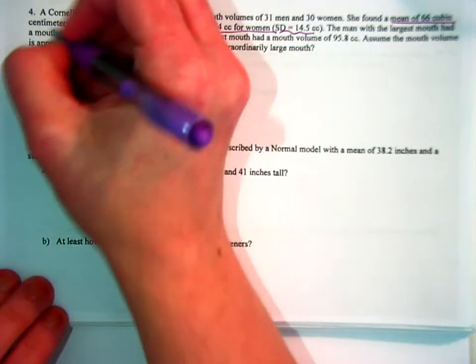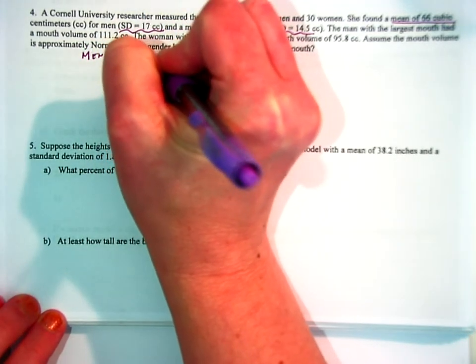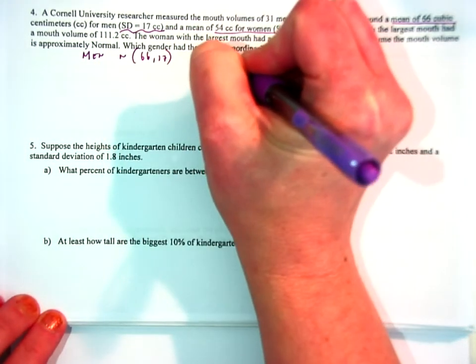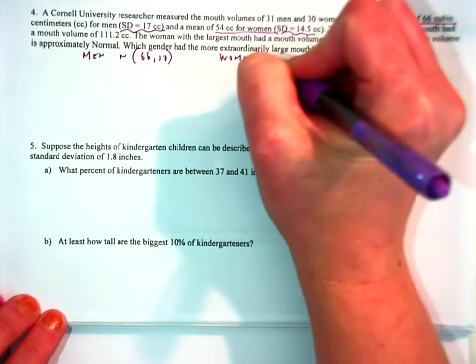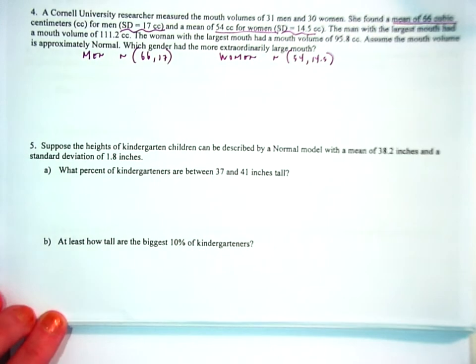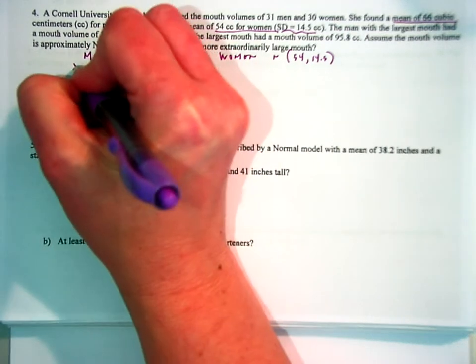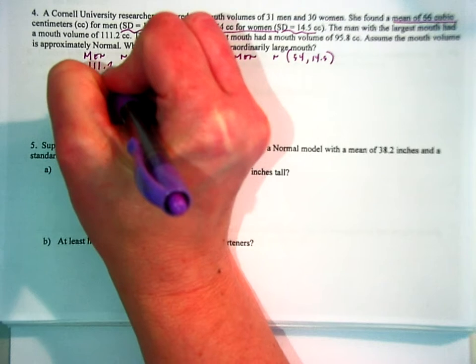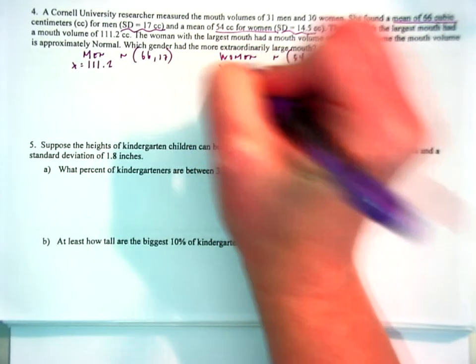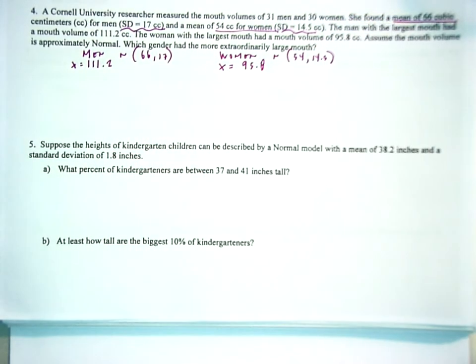All right, so we're looking at the men and we're looking at the women. Okay, so next to each one I wrote normal and I wrote the mean with its standard deviation. So we're told that the observation for the man was 111.2, and for the woman it was 95.8. Okay, so let's find their z-scores.